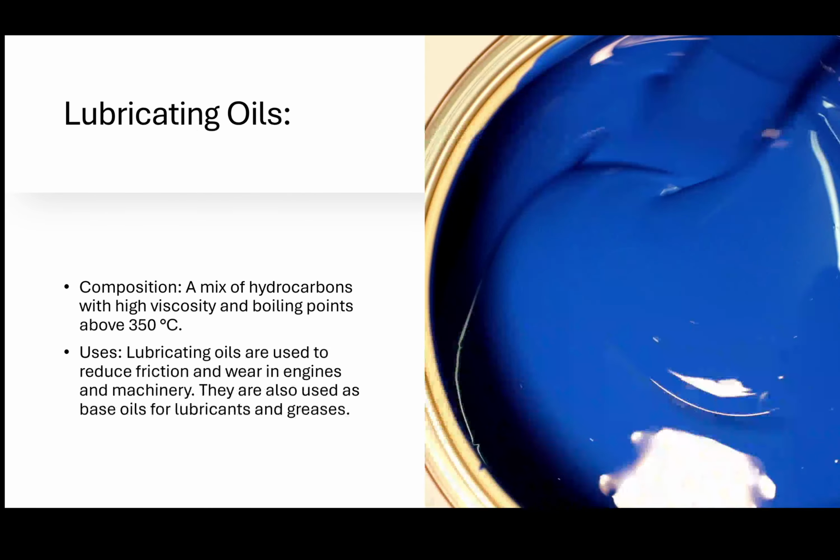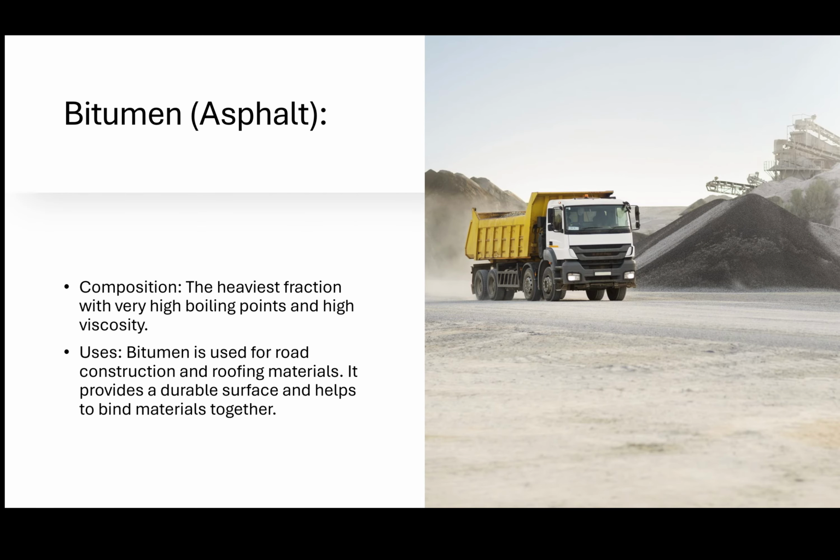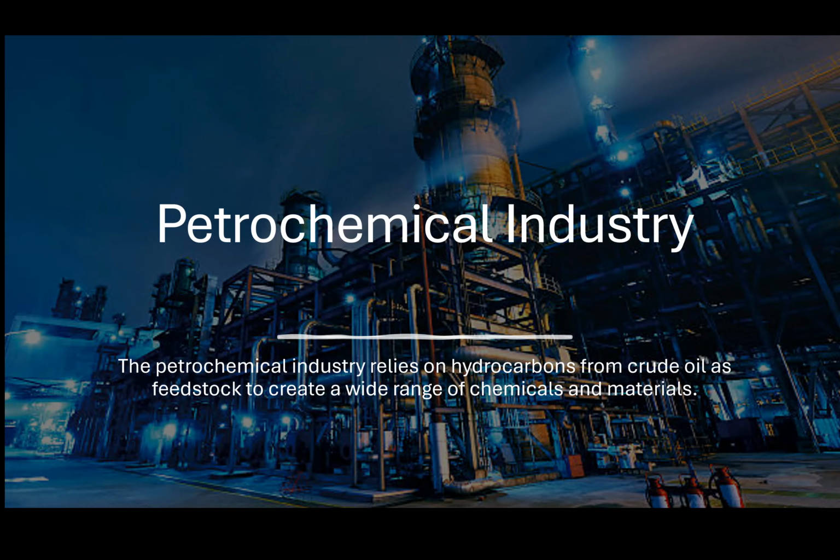And then the lubricant oils now. So obviously they're going to be used as lubricating oils. They're used as greases that we can use to grease and reduce friction on machinery, of a very high viscosity. And then we have bitumen or asphalt. It's the heaviest fraction, with very high boiling points and high viscosity. So we use those for roads, for construction, roofing materials, stuff like that. So we use the bitumen or asphalt for that. Alrighty, so that's really and truly all the different fractions there.